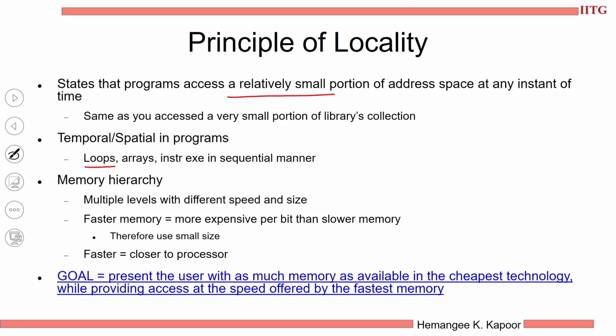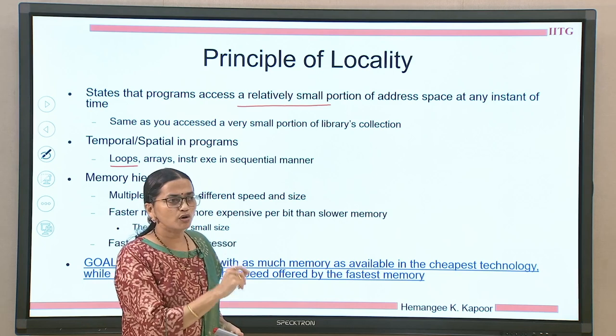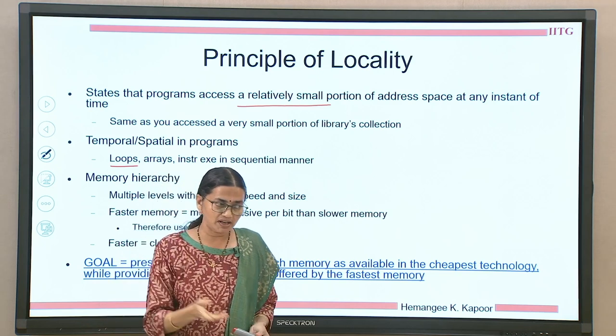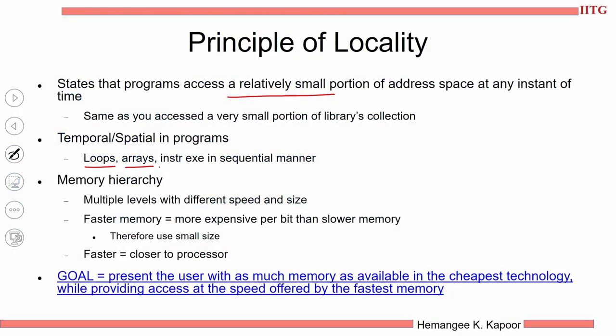Loops essentially say that the same type of instruction gets executed again and again, giving you temporal locality. Loops also give you spatial locality because you access array A of I where I keeps changing. So you are going to access consecutive locations in the memory, giving you again spatial locality. Okay, so arrays, loops, and even the instructions which execute in a sequential manner give you spatial locality because close by instructions get executed one after the other. So within the context of a program, we do have temporal and spatial locality.